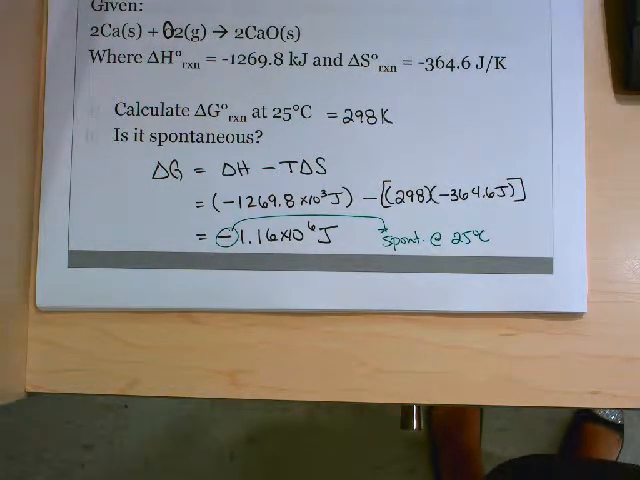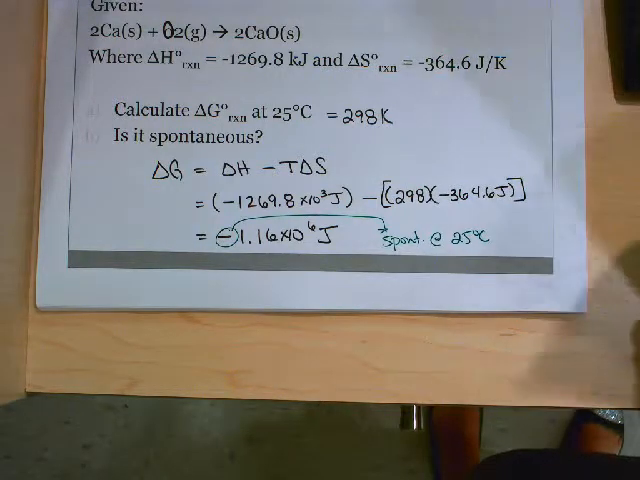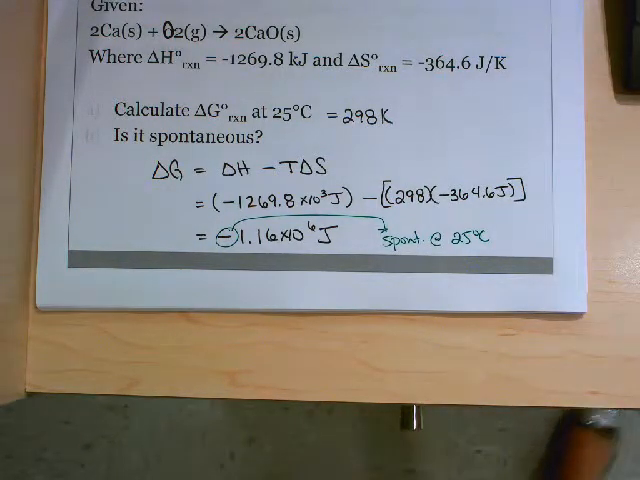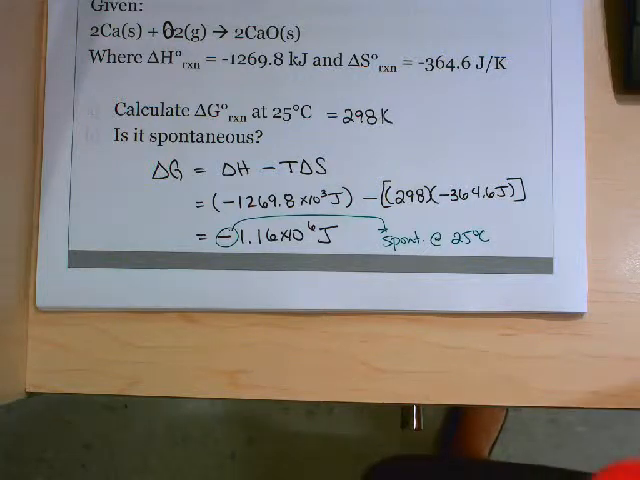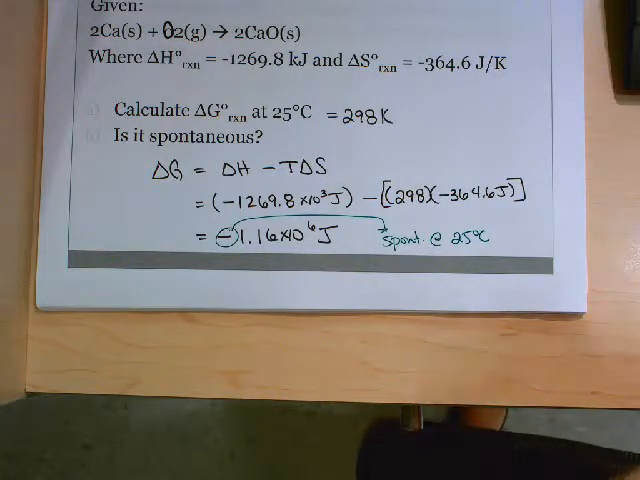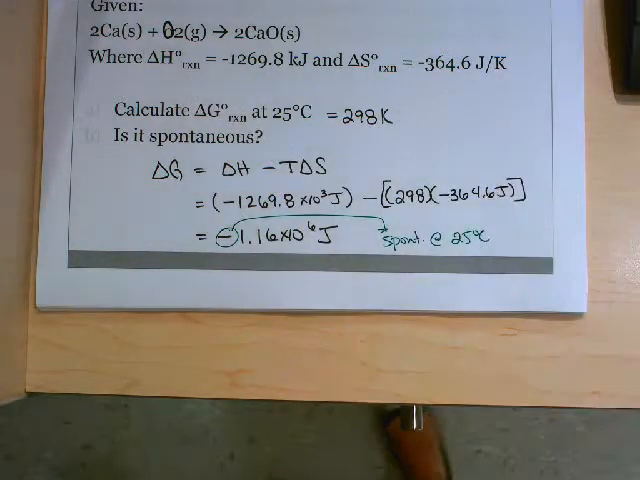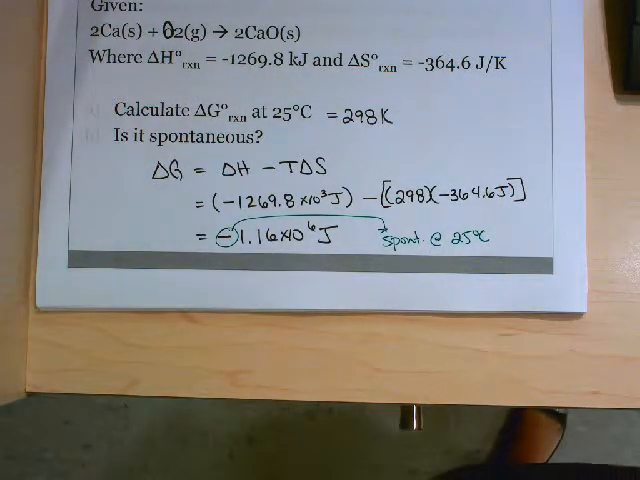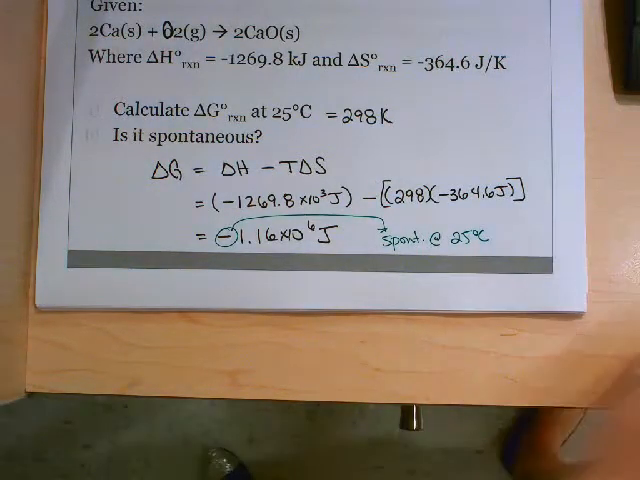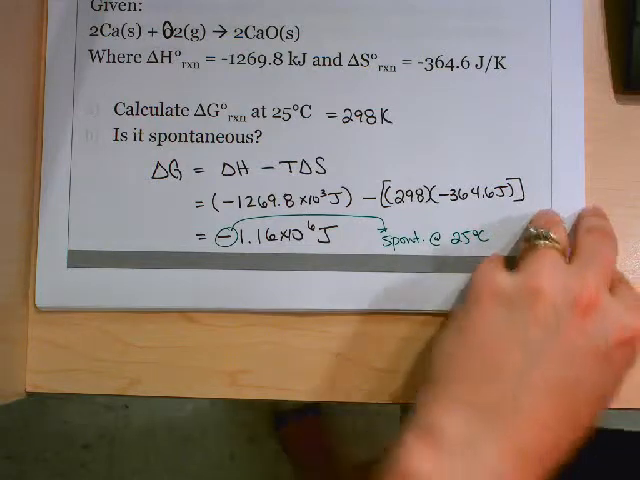Alright, so those are all the scenarios where I gave you all the information about the H's and the S's and the temperatures. What if you're interested in a reaction that you may not know the delta H of the reaction or the delta S of the reaction? Can you find it? Yes, you can.